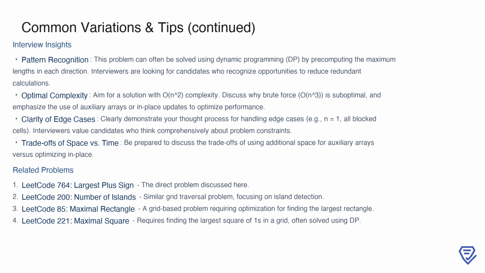Additionally, handling edge cases thoroughly is vital. For example, you should be prepared to discuss what happens when the grid size is just 1 or when all cells are blocked. Being comprehensive in addressing constraints highlights your ability to think critically. Lastly, be ready to discuss the trade-offs between space and time complexity. For example, using auxiliary arrays can speed up computation but increases memory usage, whereas in-place updates save space at the cost of implementation complexity. This problem also shares similarities with others, such as the number of islands problem or maximal rectangle, which are excellent practice for grid-based algorithms.